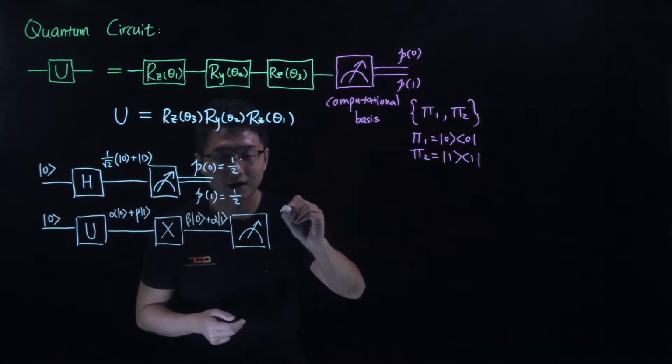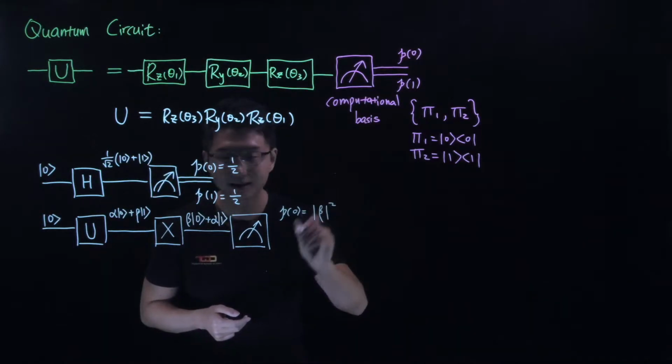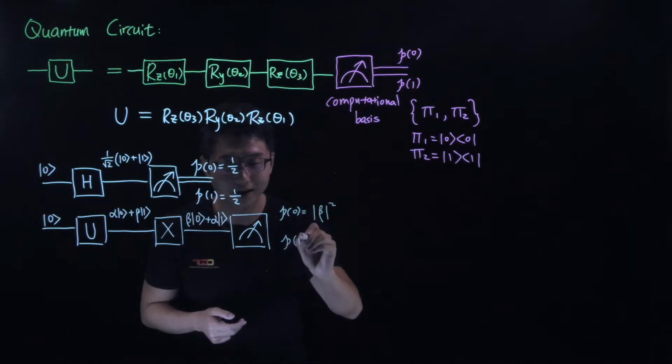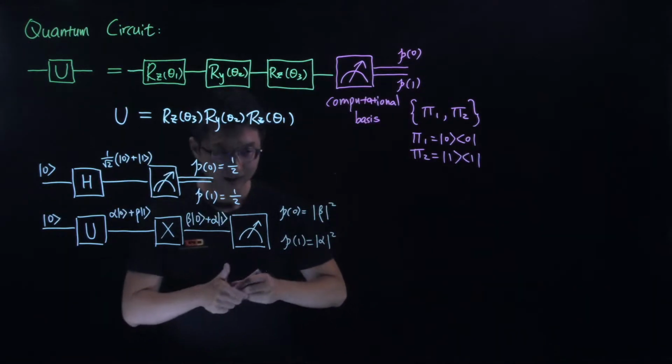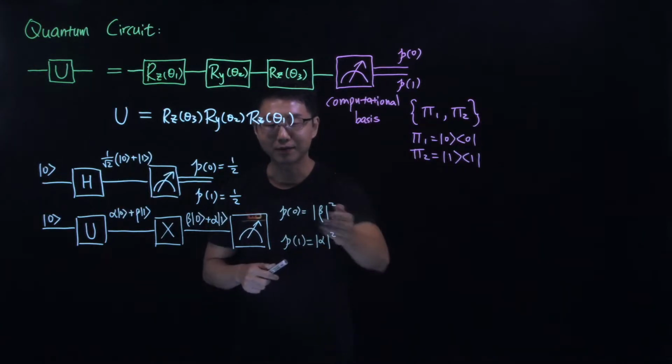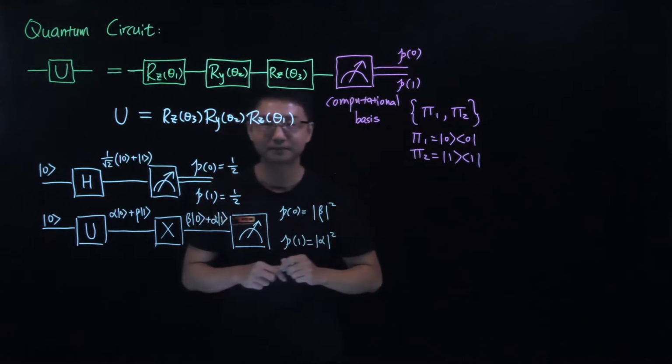The probability of getting the 0 is given by the absolute value of beta squared, and the probability of 1 is given by the absolute value of alpha squared. So these two probabilities add up to 1 as they should, because here the cat is properly normalized.